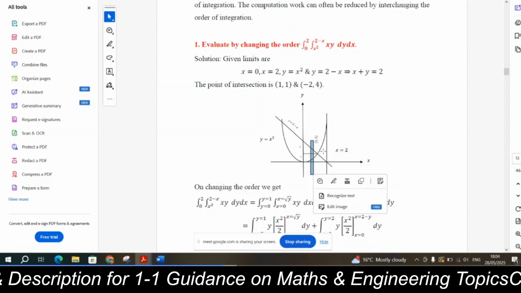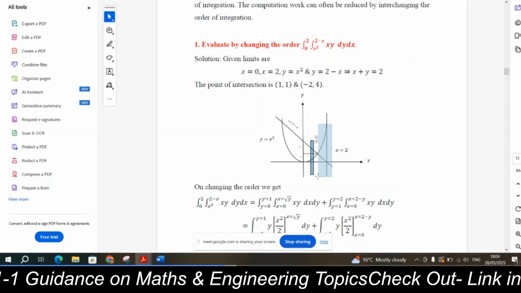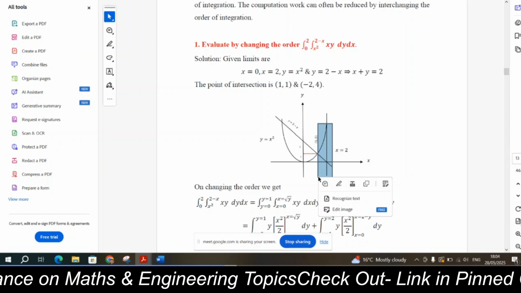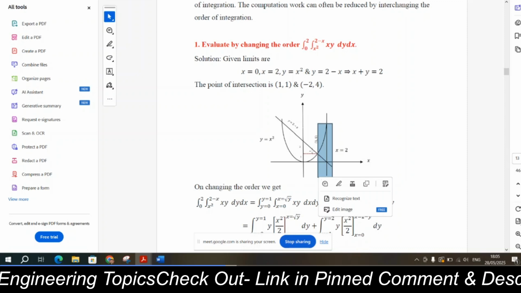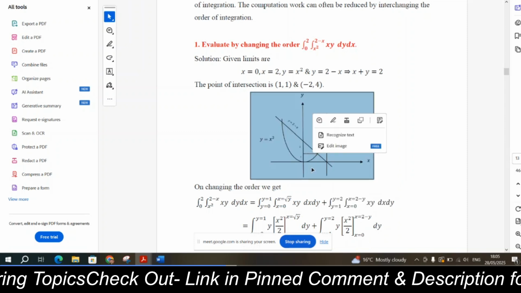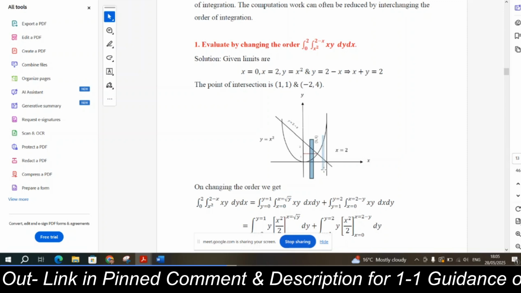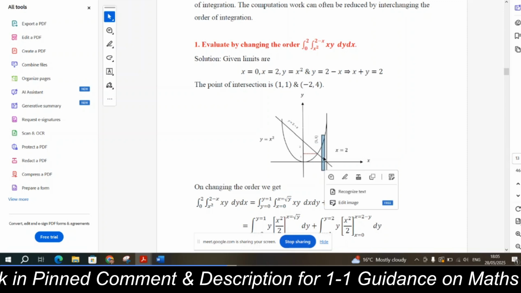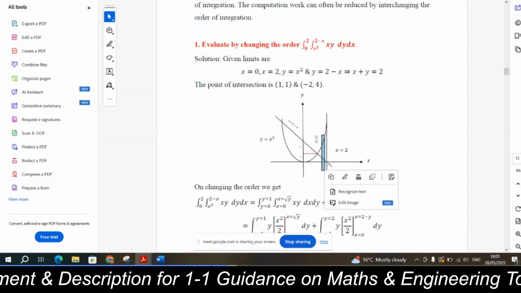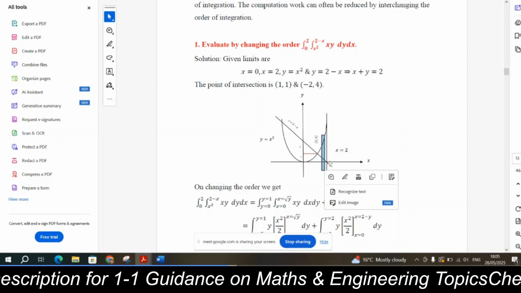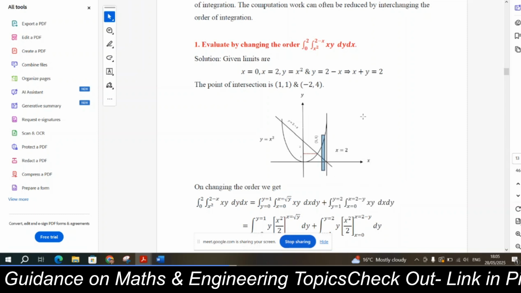if you would have solved it directly rather than changing the order, what you would have to understand is you would have got this negative area as well. You will have to call it negative area, because when you're going from x square to 2 minus x, this is the positive direction, going upwards from this to this, whereas over here it would have been the negative direction, downwards, from x square being at the top and 2 minus x being at the bottom.